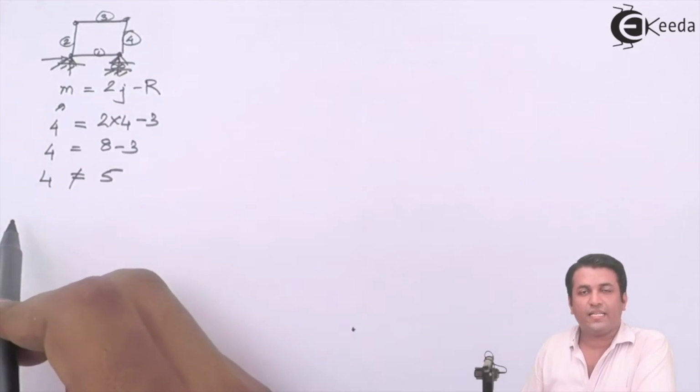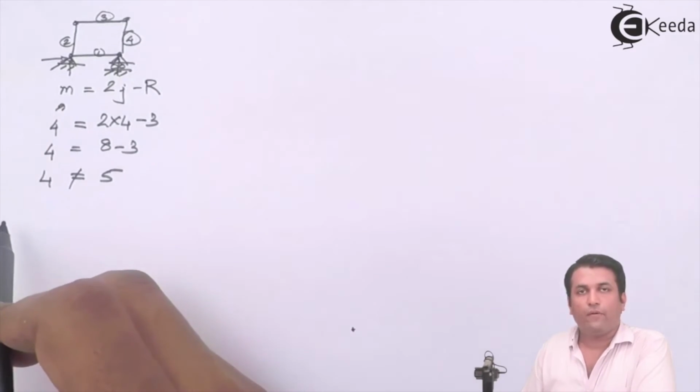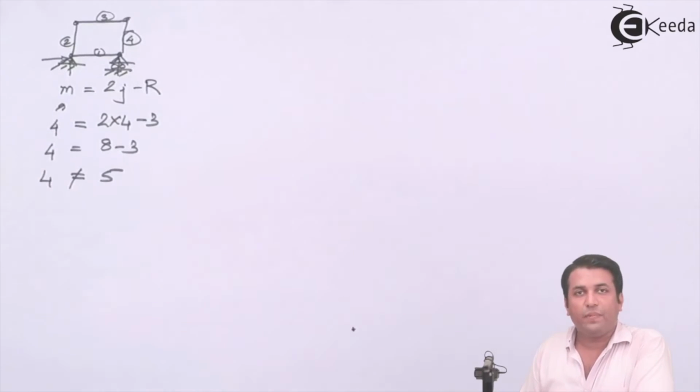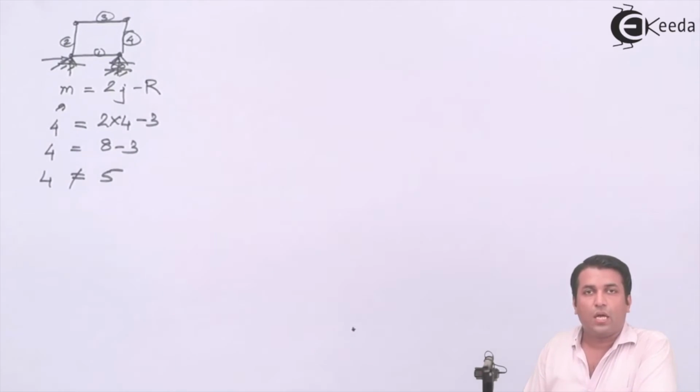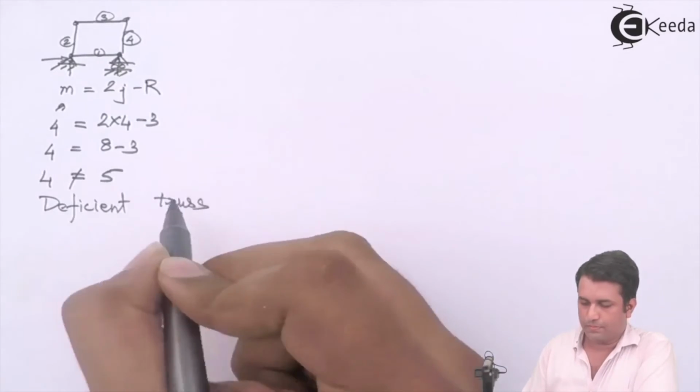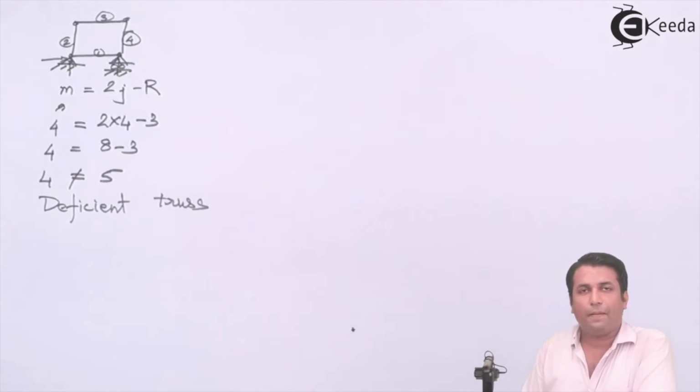On the left hand side, I can see the number of members as 4, while on the right hand side, I can see the number as 5. Since the number of members is 4, it means that one member is less in this case. So I can say that this is a deficient truss. Now, suppose I want to add one member to this truss. If I add that member, there is a possibility that it will become a stable truss.